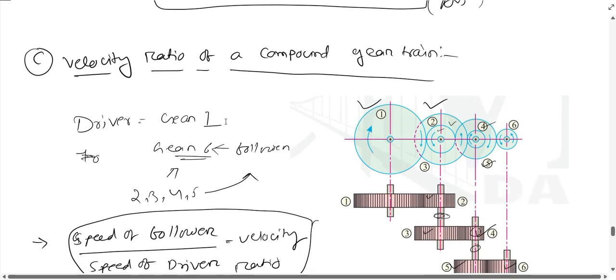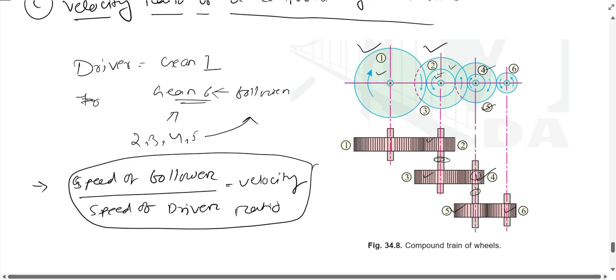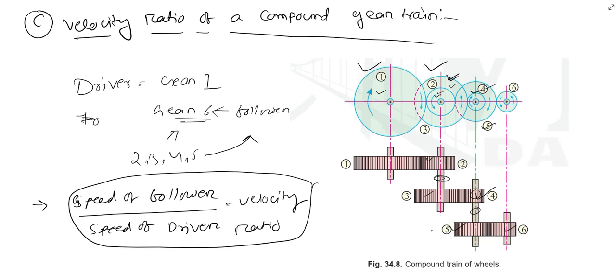Similarly, gear 1 is driving gear 2, and gear 2 and gear 3 are both mounted on a single shaft. That means gear 2 and gear 3 are moving with the same speed. Then gear 3 is driving gear 4 and gear 5 is driving gear 6. Next we will compare between gear 3 and gear 4, like gear 1 and gear 2.